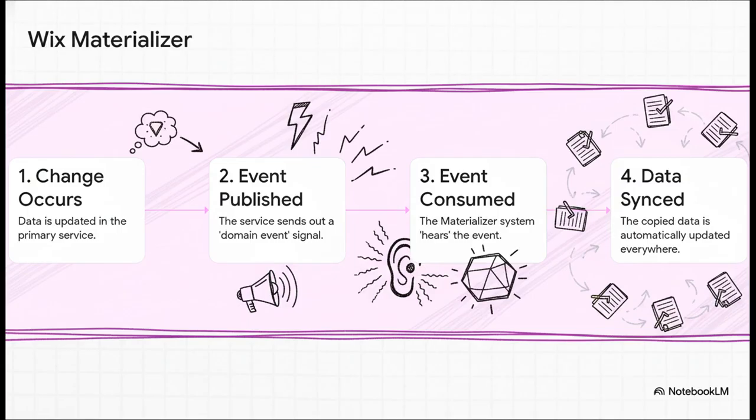So when a piece of data changes, like a contact's name gets updated, the original service just sends out a little signal, an event. A central system they call the materializer hears that signal and then automatically goes around updating all the different scrapbook pages where that contact's name was copied. It's like automated synchronization. Super clever.